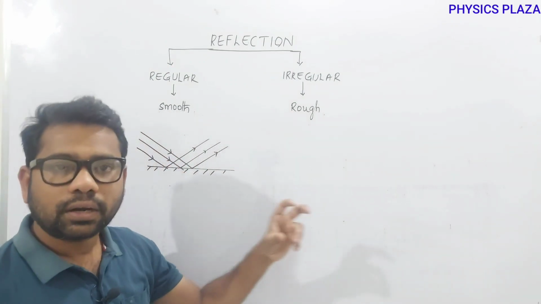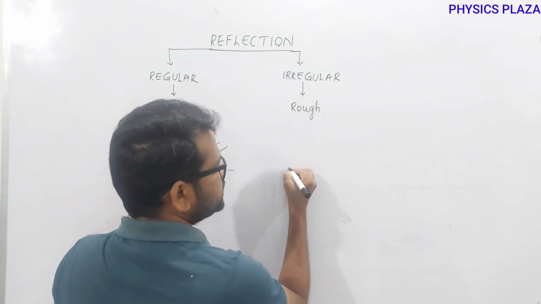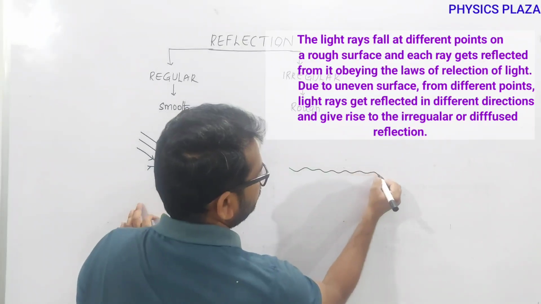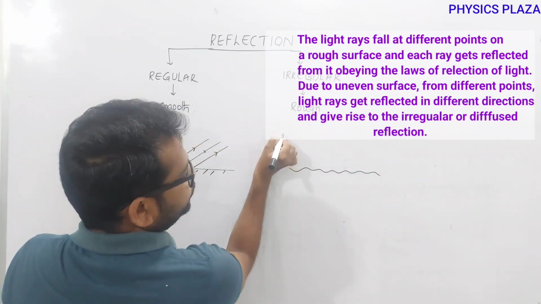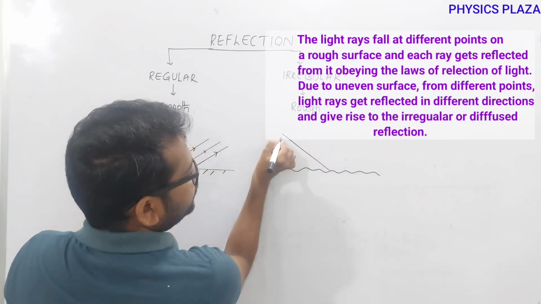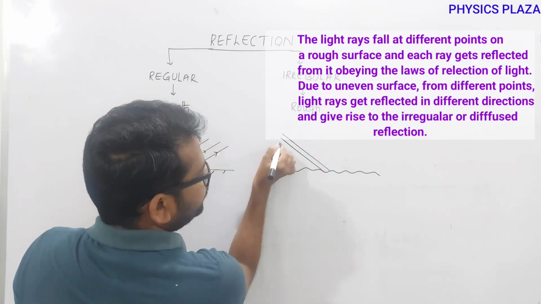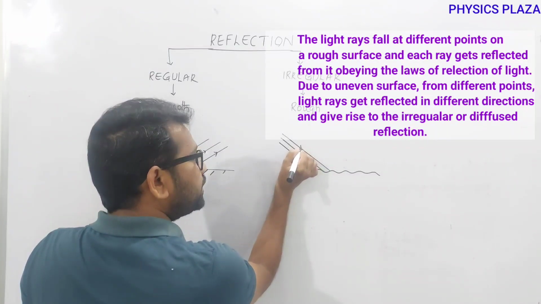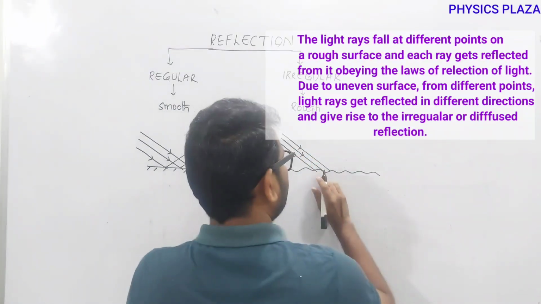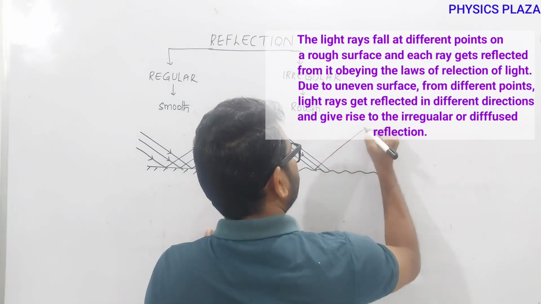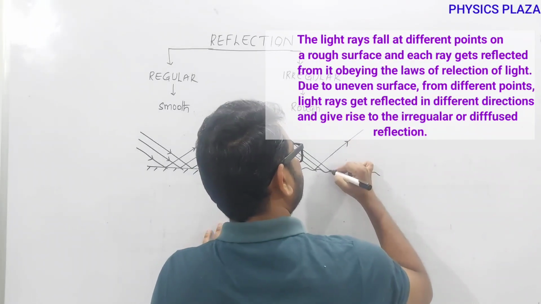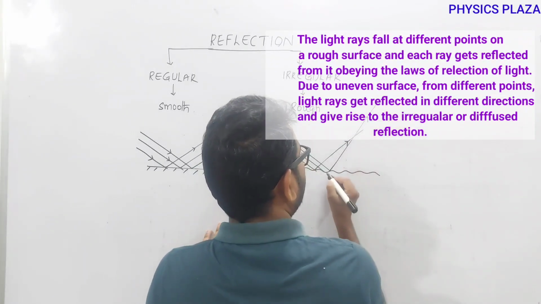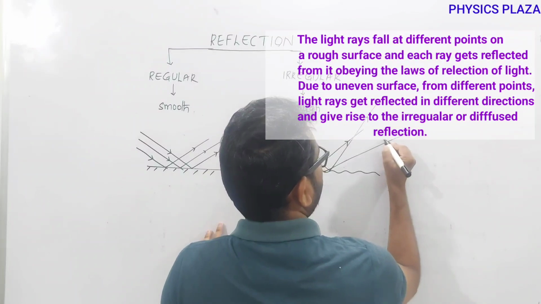Now look at irregular reflection, children. For example, let us take a rough surface. Here, let us take a parallel beam of light only. But after reflection, if you can notice, the light rays get reflected like this. Here is one more light ray, and here is the third light ray.